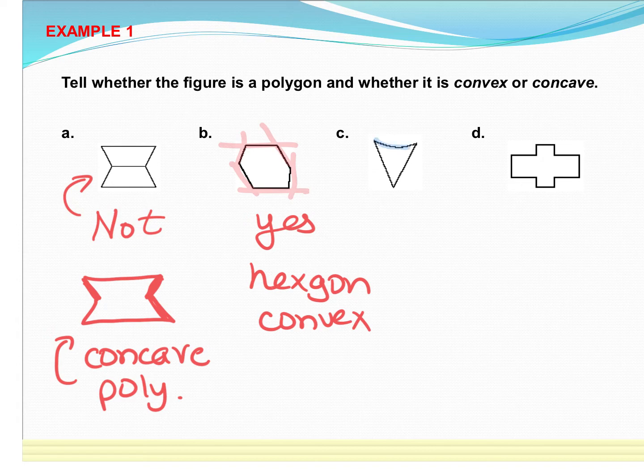Now this next one's kind of hard to see. This is supposed to be a curved side here. Can a polygon have a curved side? No. So this one is not a polygon, and because it's not a polygon, we're not classifying. And then the last one, is that one a polygon? Yes, it is. Okay, and if you draw a line, notice this side goes into it, so this is concave.